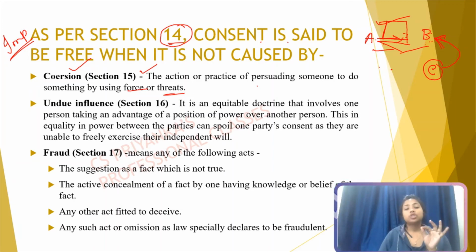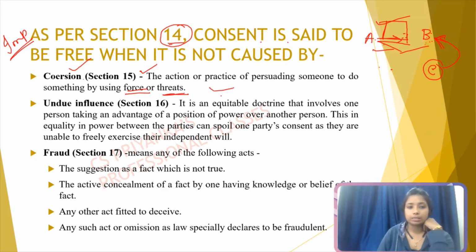Section 14 of the Indian Contract Act tells you that consent is said to be free when it is not caused by the following facts. First is coercion. The catchword for coercion is threats or force. Whenever someone is threatening you to do something, and your action or conduct results from it, we call it caused by coercion. This is not your consent, someone is forcing you, so that should not be there in your free consent.